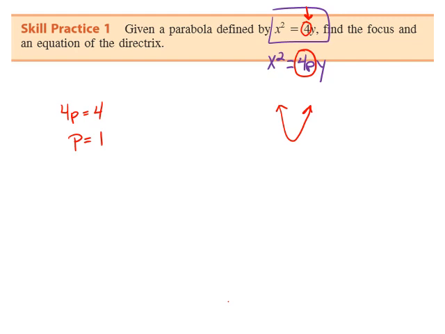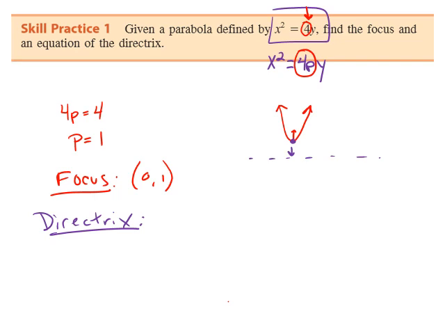I also know that the vertex is at (0, 0). So from here I'm going to go up 1 unit for the focus. So my focus is (0, 1). And from my vertex, I'm going to go down 1 unit to get my directrix. So my directrix is y, because it goes through the y-axis, is equal to -1.